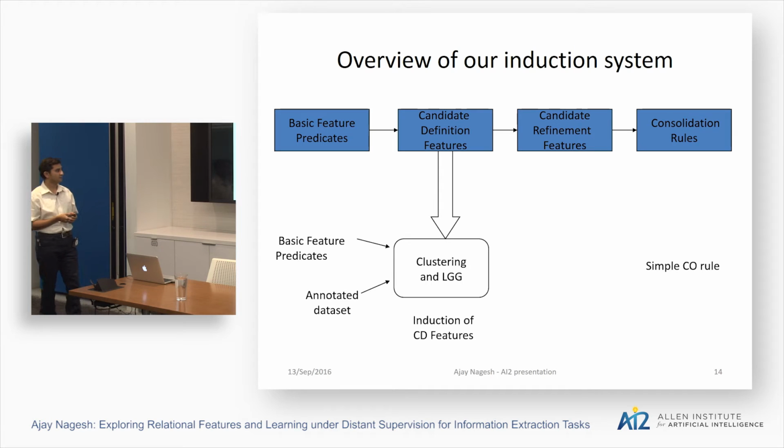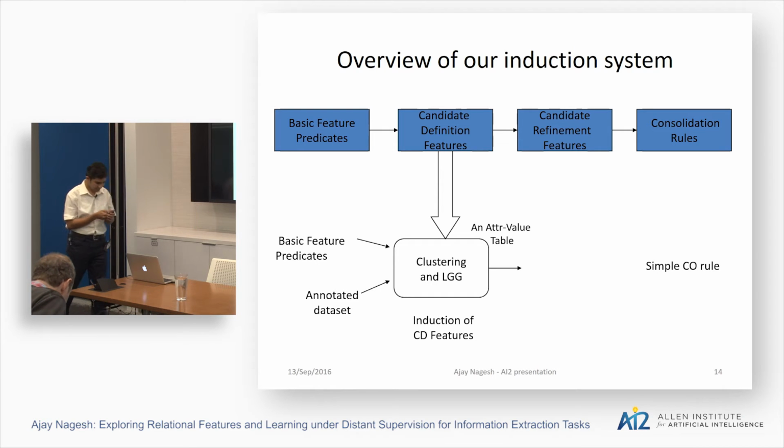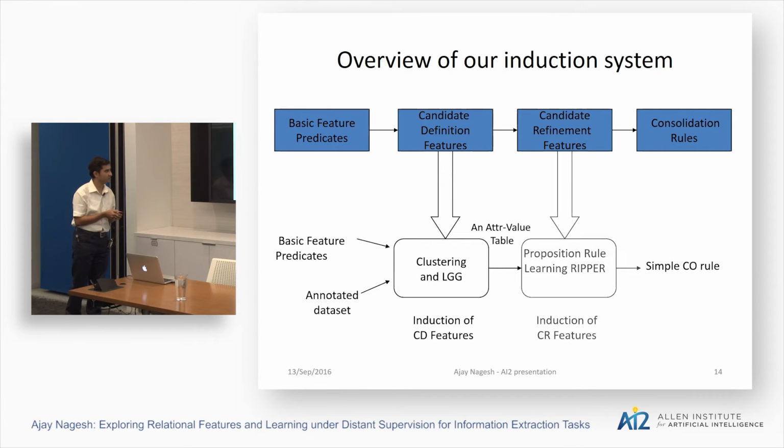We induce these CD rules using a technique from inductive logic programming called least general generalization, which I will get into in a minute. At the end of this process, we construct an attribute value table, which is used in a propositional rule learner to learn the refinement rules that I talked about before. This is the high-level overview of the system.